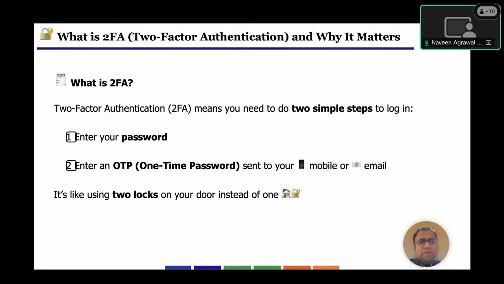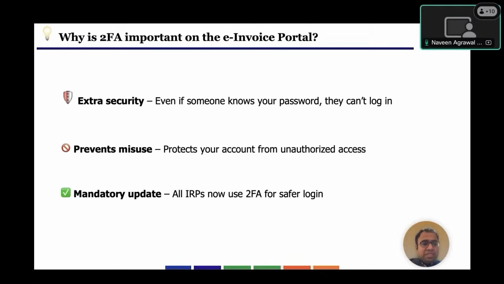It's about two steps. In this two-step process, first you will need to enter your regular password as you are entering currently. Additionally, once you have validated your password, you will be required to enter a one-time password, OTP, which we will send to your mobile or your registered email ID. So we have given an interesting analogy, comparing it with two locks on your door instead of one. The question is why 2FA, and why it is important.